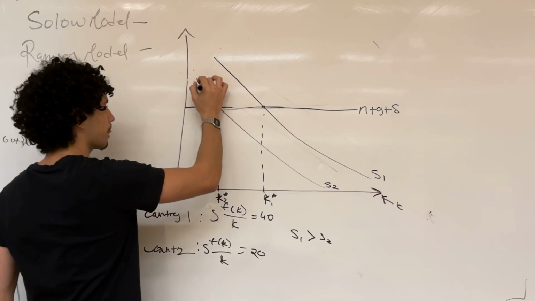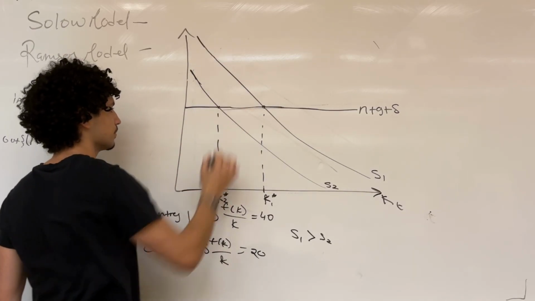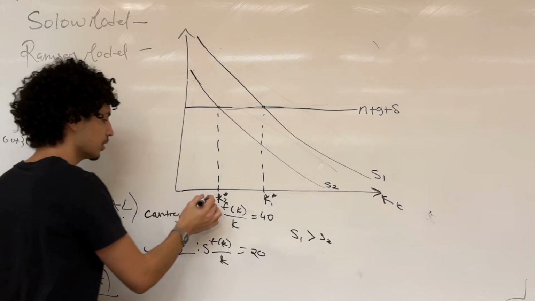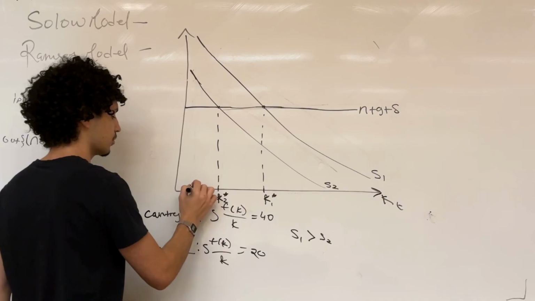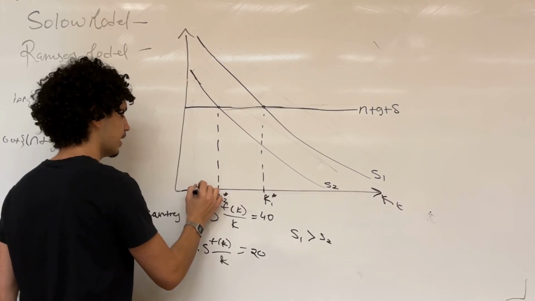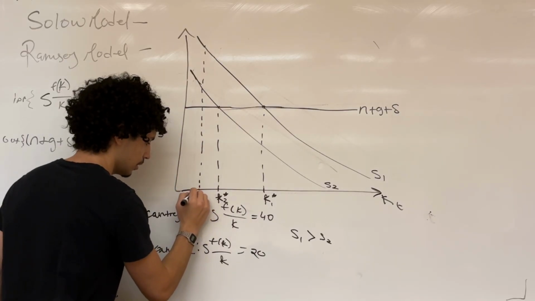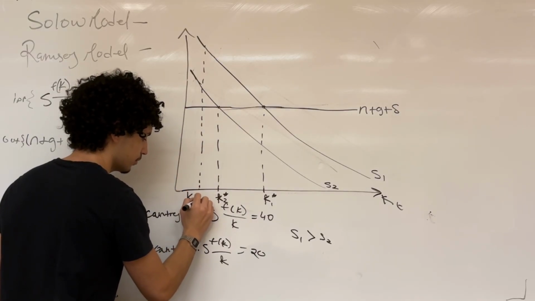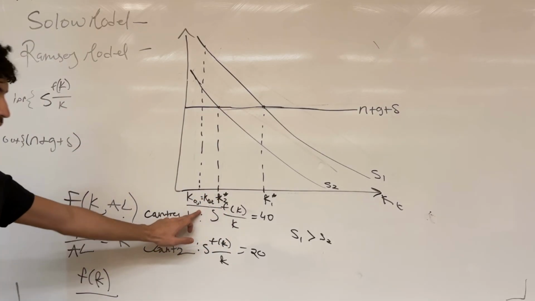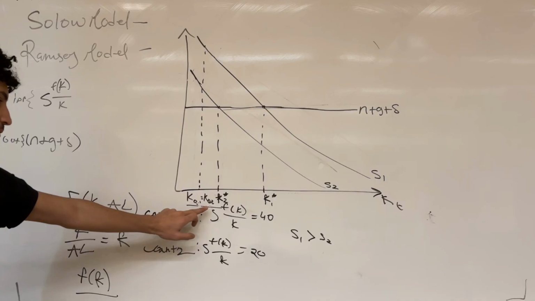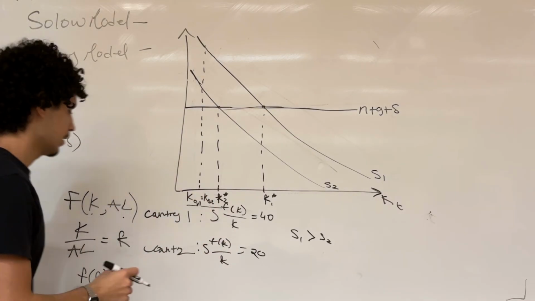So let's assume both of them are below their steady state. So right now they're both here. K0,1 equals K0,2. This is just saying they're both currently at the same place.